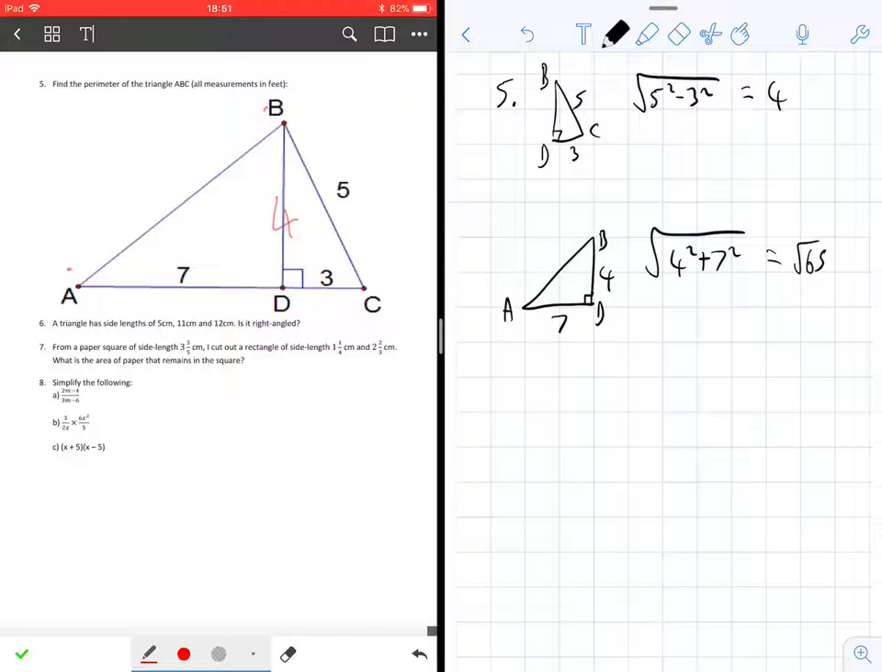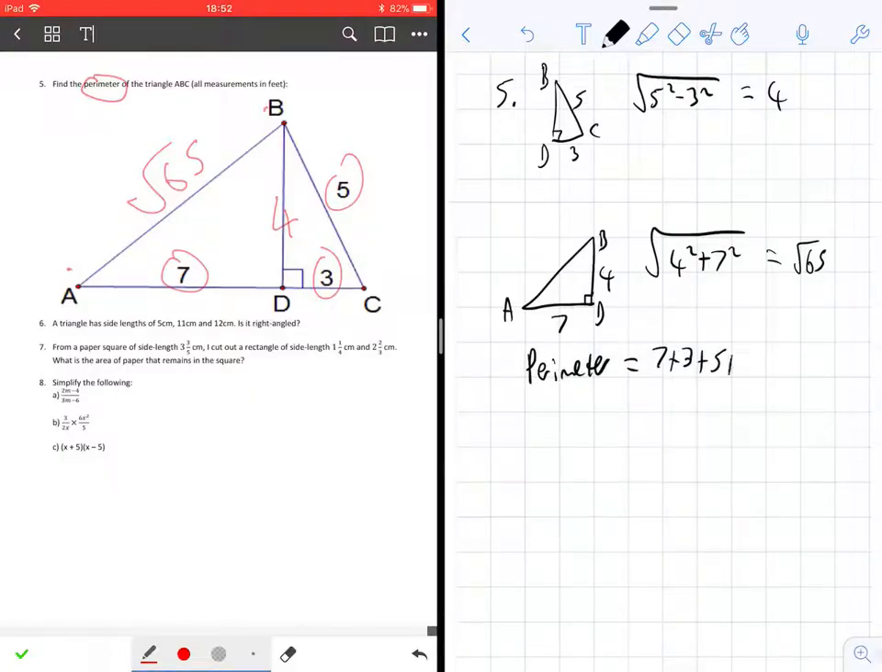So I've got to go back then and say, what was the question actually asking me to do? It was asking me to find the perimeter of this shape. So I'm going to have to add all these side lengths together. So 7 and 3 and 5 and root 65. So the perimeter is going to be 15 plus root 65 feet, as specified in the question.